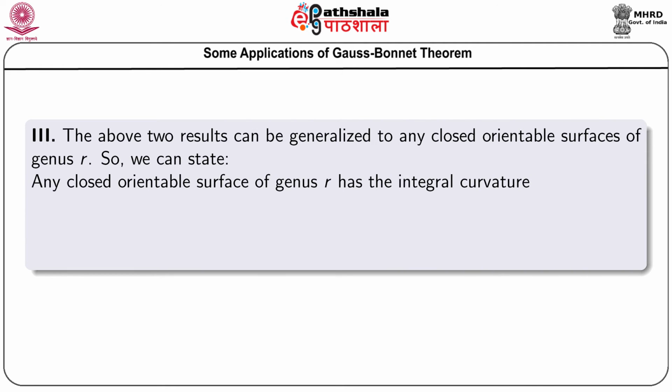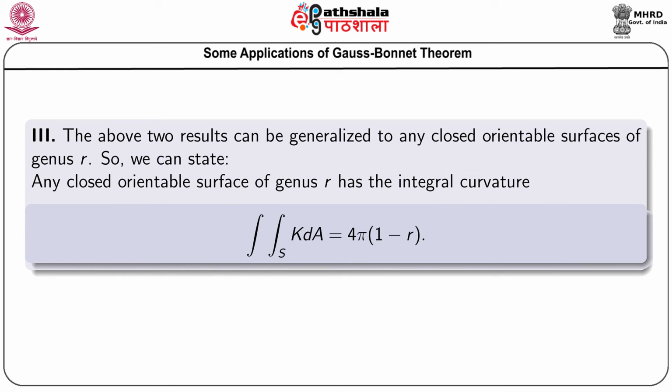Now, the above two results can be generalized to any closed orientable surface of genus R. We know that for a surface with R holes, it is of genus R. So, we can state that any closed orientable surface of genus R has the integral curvature, the double integration over S of k dA, equal to 4 pi within the bracket 1 minus R. It can be proved, but we have not included the proof here, but the result is very important, that the integral curvature of a closed orientable surface of genus R is this one, 4 pi within the bracket 1 minus R.